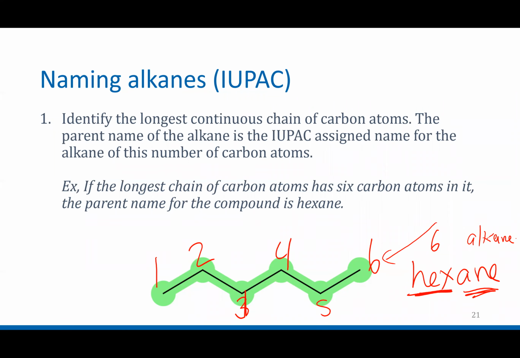Everything in chapter 2 is an alkane. So everything in chapter 2 will end in the family ane. That's the family. The parent is hex. So, hex, ane, that's your most important part.